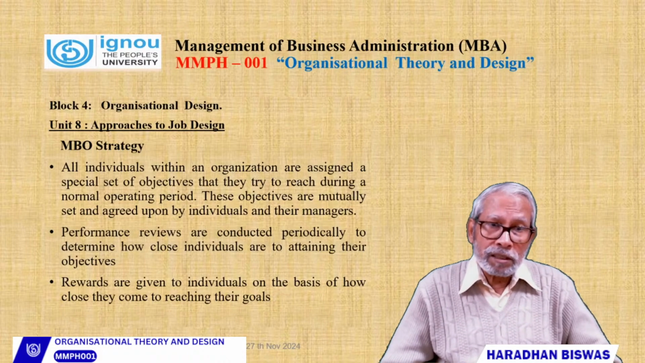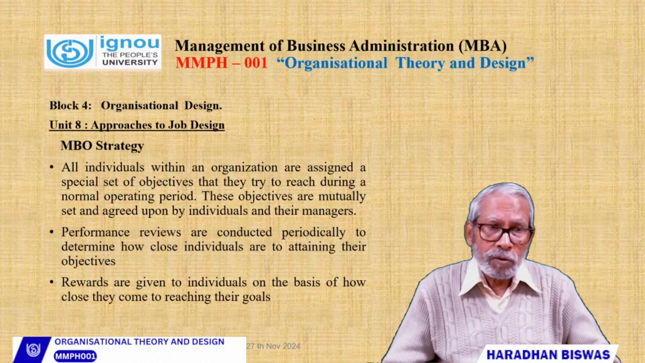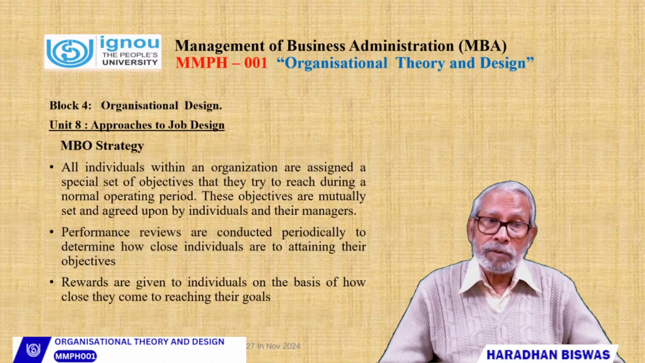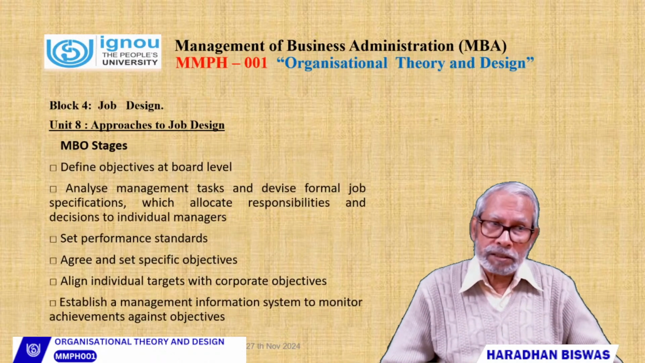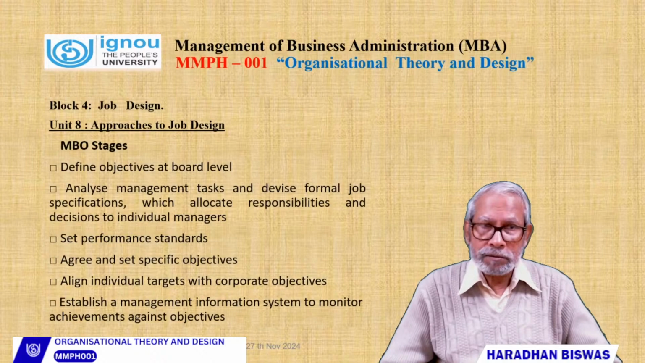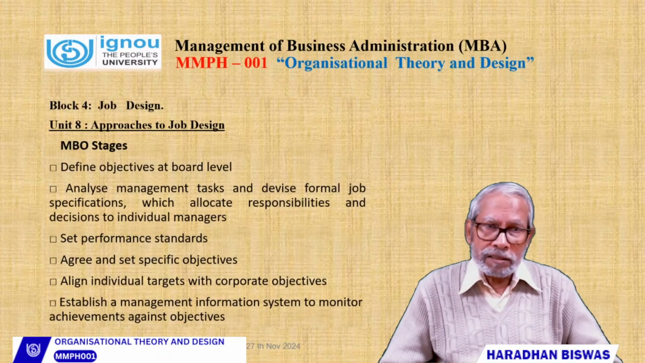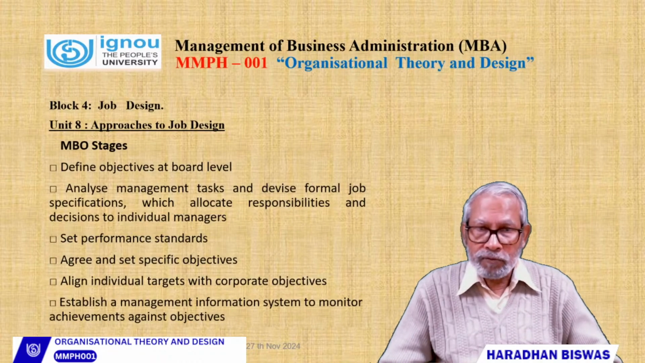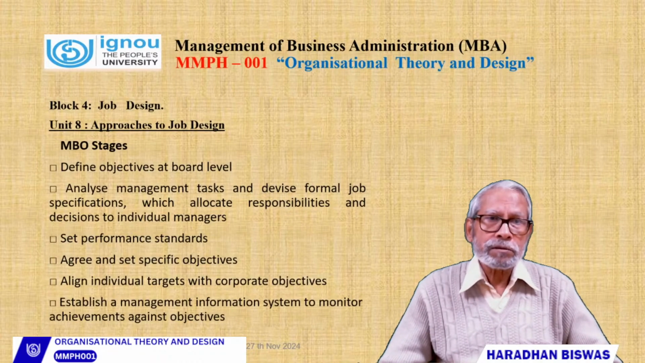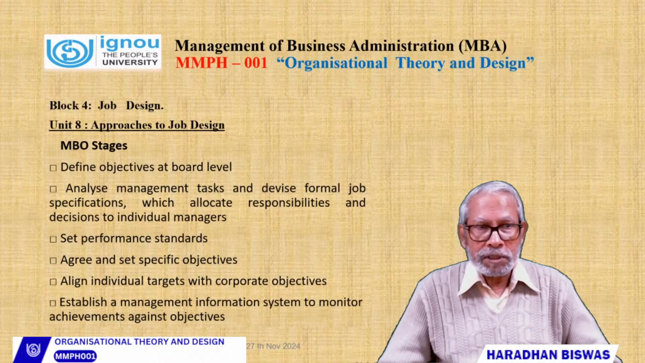So rewards are given to individuals, very important. It's the basis of how close they come to reaching the goals. Now then, MBO stages. Define the objectives at broad levels, analyze the management tasks, and devise the formal job specifications which allocate the responsibilities and decisions to individual managers.